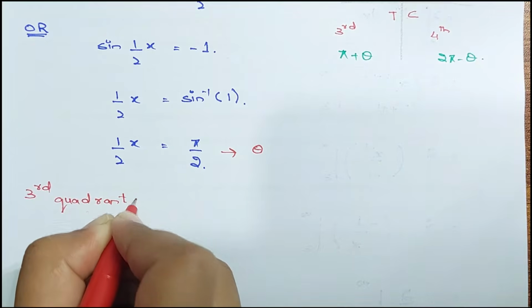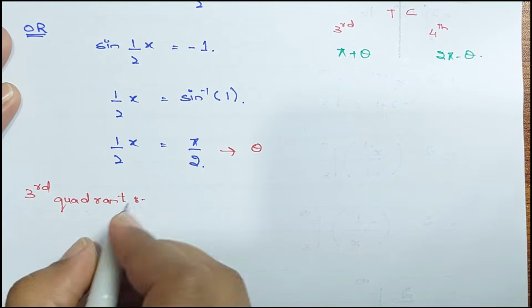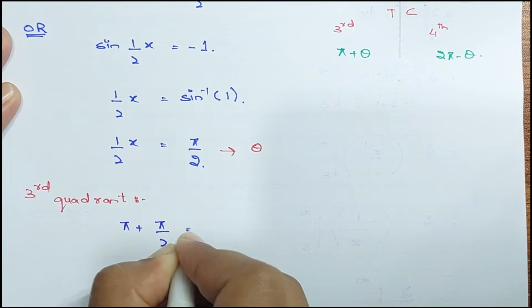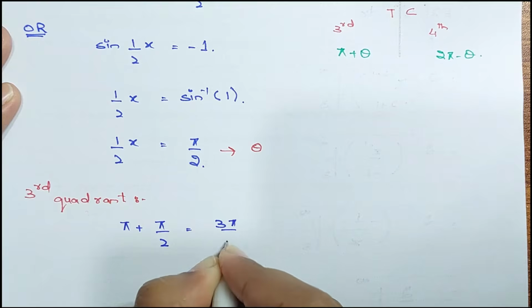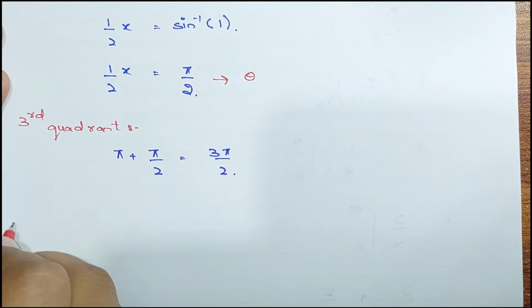The operation for the third quadrant is pi plus theta. So pi plus theta, where theta is pi by 2, gives pi plus pi by 2, which is 3 pi by 2. Right? And sine is also negative in the fourth quadrant as well.